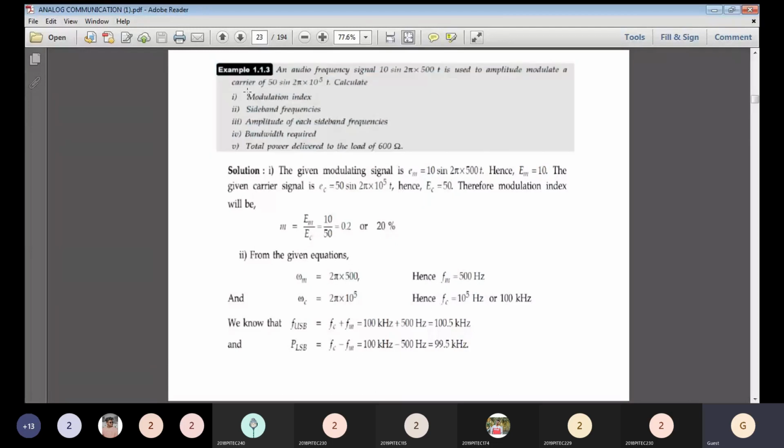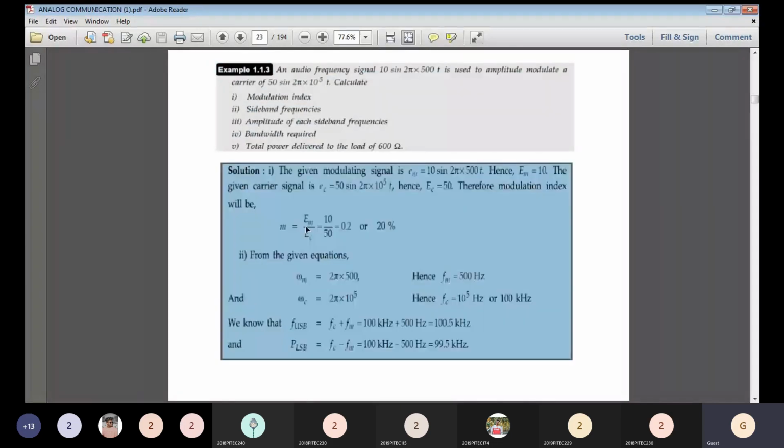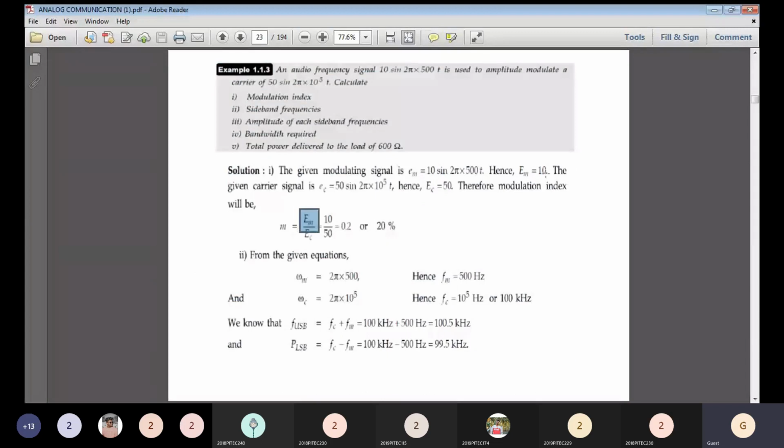Our first question is calculation of modulation index. So M equal to EM divided by EC. This is our first term. EM is available here, EC is also available here. Directly substitute those two values. 10 divided by 50 equal to 0.2, that is equal to 20%. The first parameter is calculated. All of you do the problem, check your answer here.